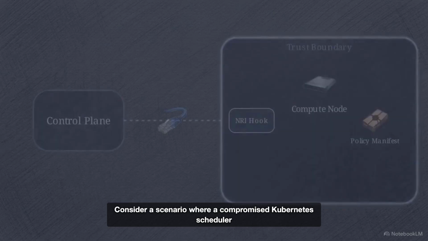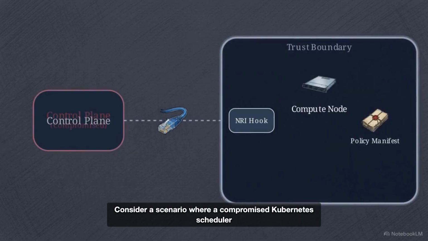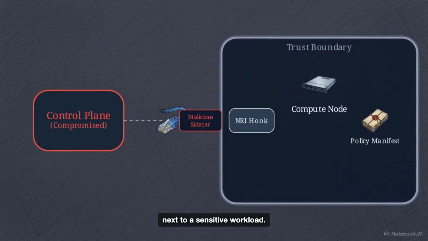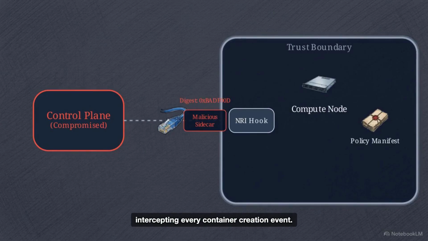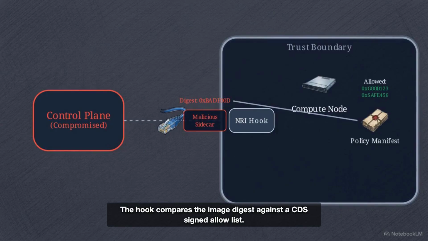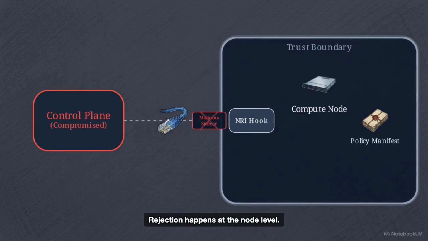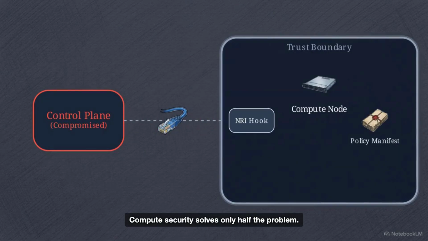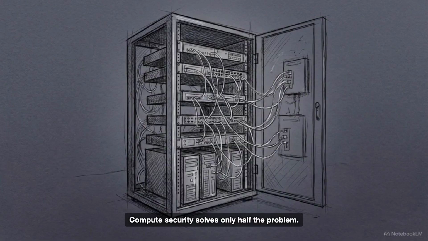Consider a scenario where a compromised Kubernetes scheduler attempts to stealthily launch a malicious sidecar container next to a sensitive workload. C8s blocks this using an NRI hook, intercepting every container creation event. The hook compares the image digest against a CDS-signed allow list. Rejection happens at the node level. The control plane can demand it repeatedly. The node simply refuses.